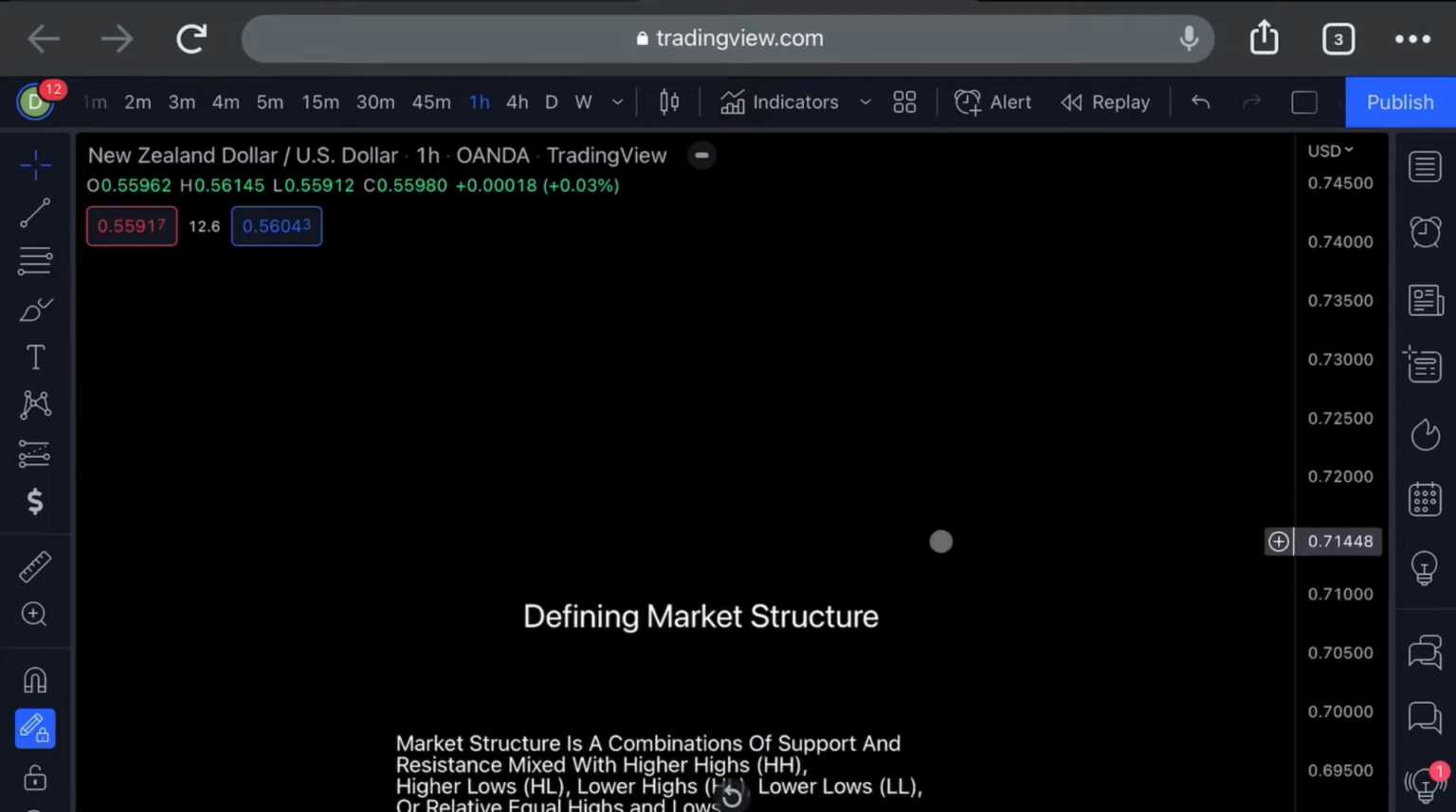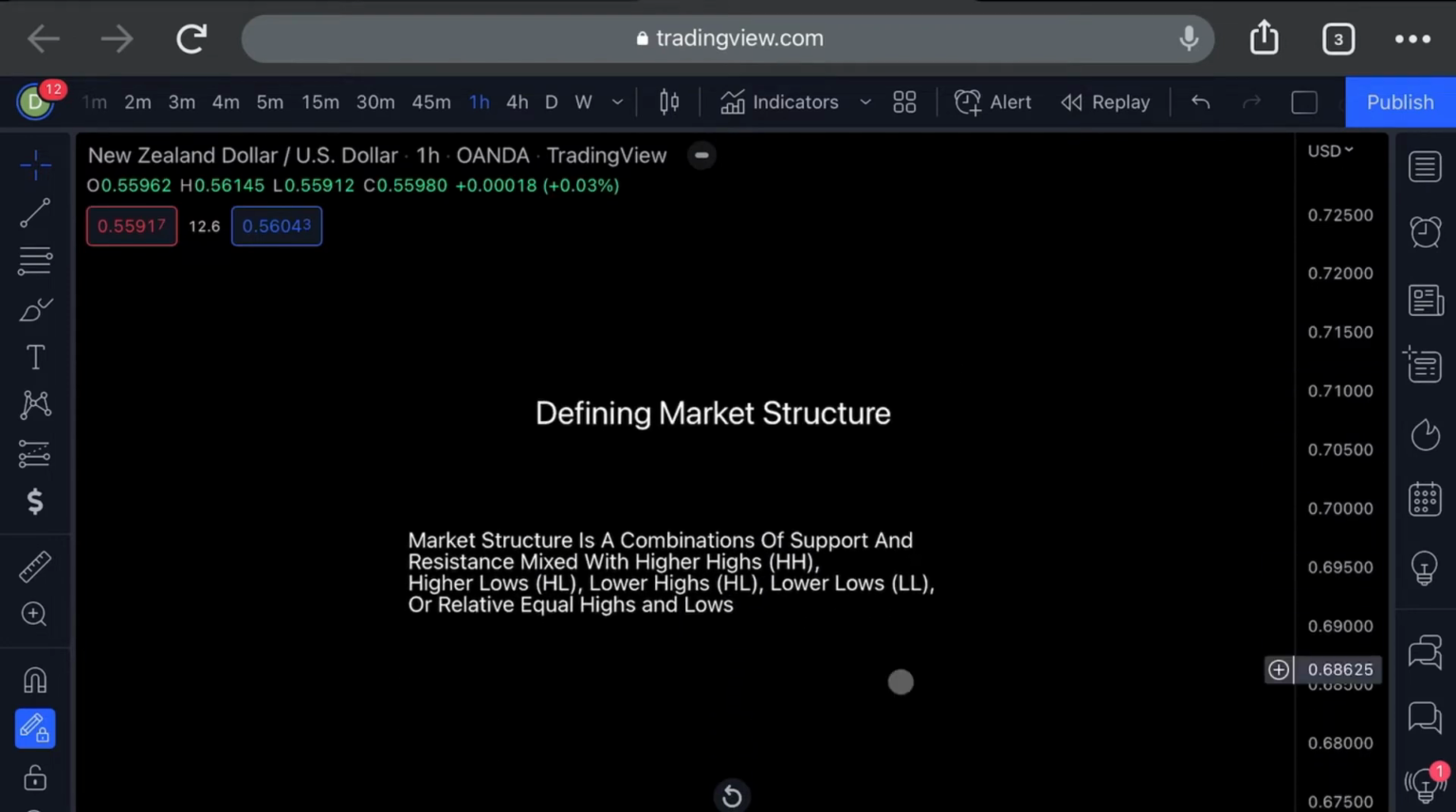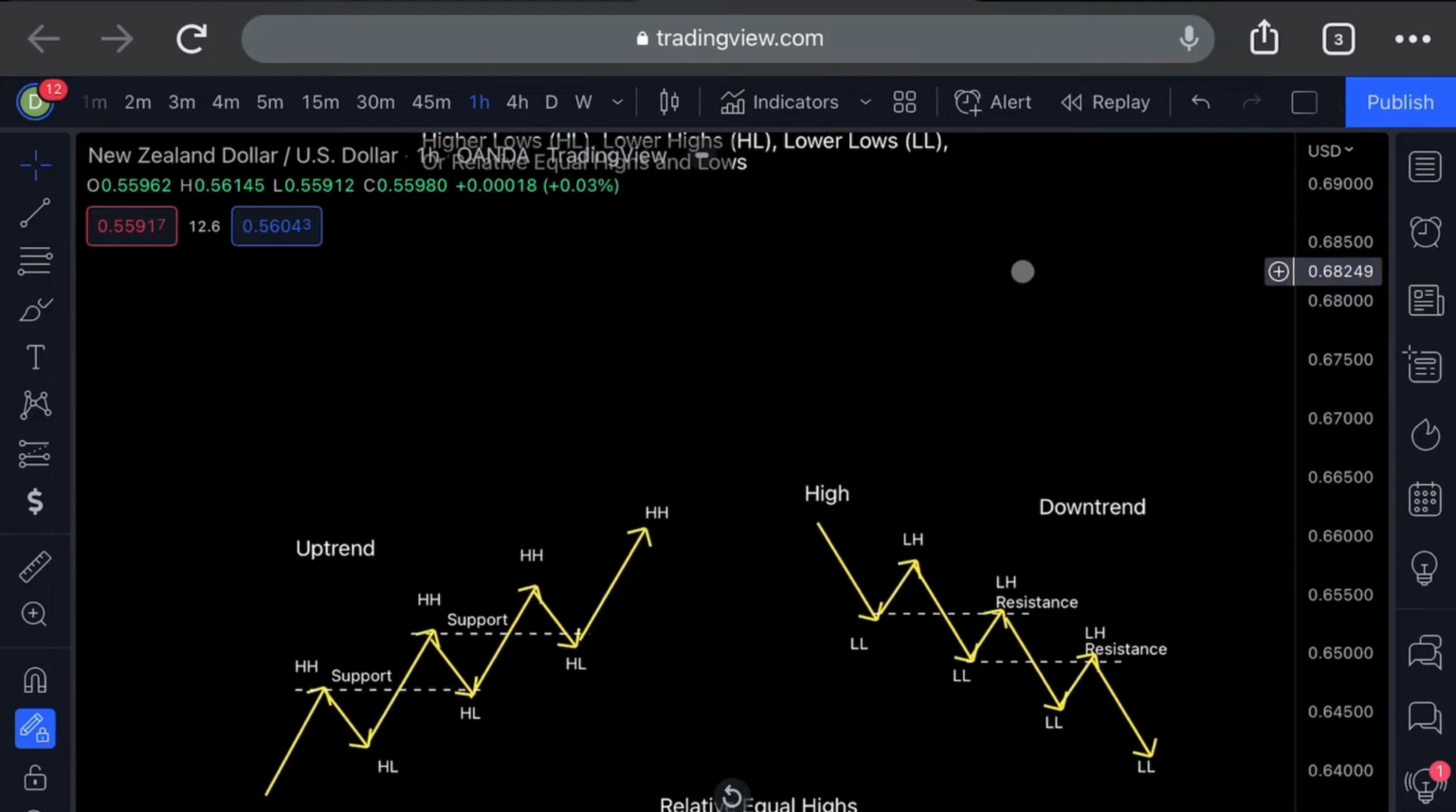So a clear definition of what market structure is. Market structure is a combination of support and resistance mixed with higher highs, higher lows, lower highs, lower lows, or relative equal highs and lows. Now looking at some examples that I made for you guys.